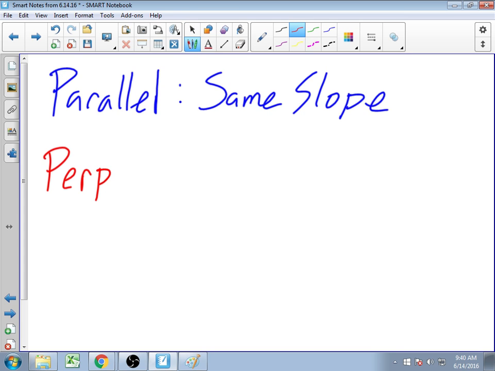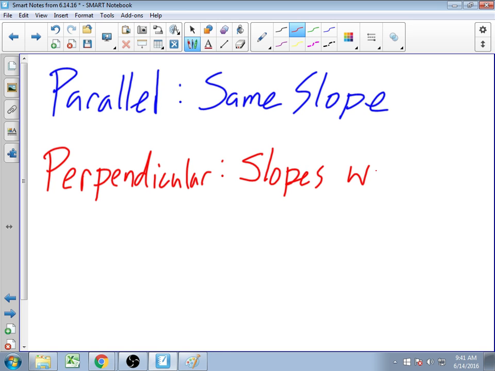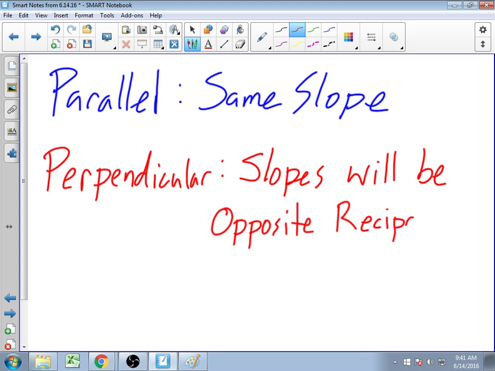Perpendicular lines. Anyone know how their slopes will relate? They are the opposite reciprocal. Slope will be the opposite reciprocal. Some people say negative reciprocal, but I like opposite because if it starts as a negative, then it's going to become positive.